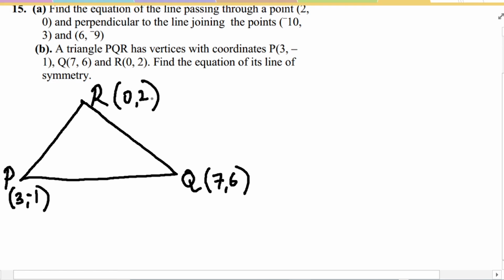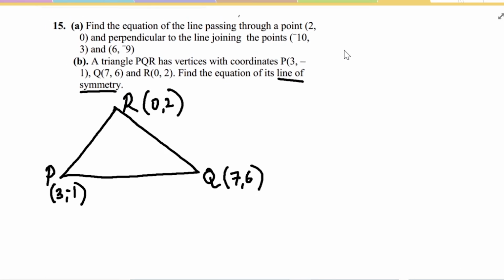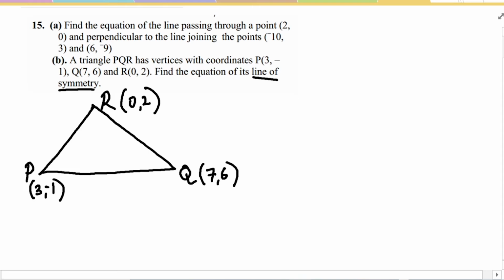Now they're asking us to find the equation of its line of symmetry. So what is a line of symmetry? A line of symmetry is a line that is going to divide an object or a polygon into 2 equal parts. Now this is a triangle PQR. Let me give some examples here.